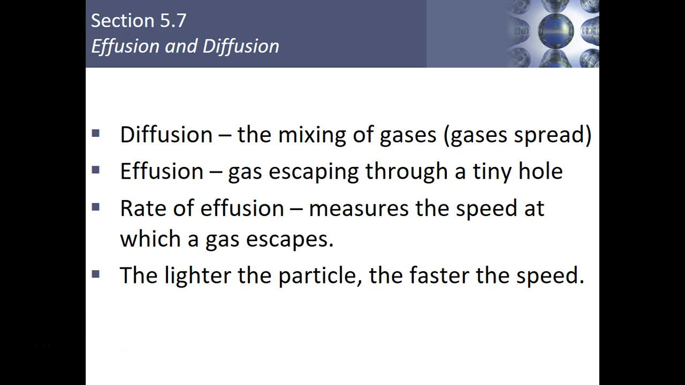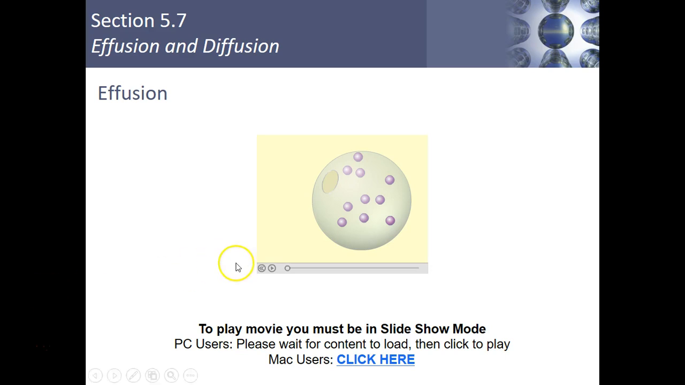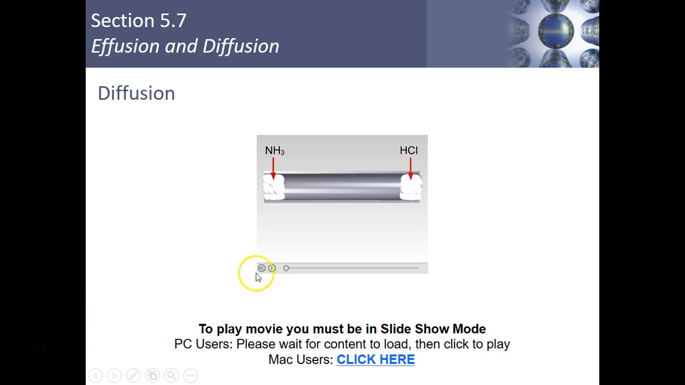We're going to go ahead and look at a couple of examples here. In the first one, these gas molecules are moving around. There's an opening in the container. As those gas molecules line up perfectly, they're able to escape through the container. This would be effusion, because the gas molecules are escaping through the opening of the container. In this video, you can see that the gas molecules are both spreading apart. This is diffusion. They're spreading through the container.